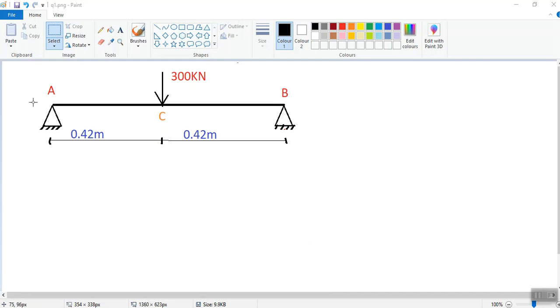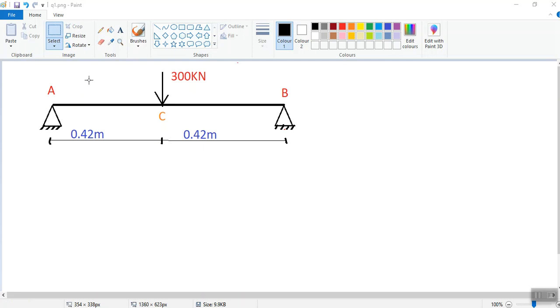Here support A and support B are hinged and 300 kN load is acting at C, i.e. mid of span of length 0.84 meter. Using equilibrium equations, summation Fx equals 0 along x direction, summation Fy equals 0 along y direction, summation moment equals 0, we will find the reaction and moment for the structure.